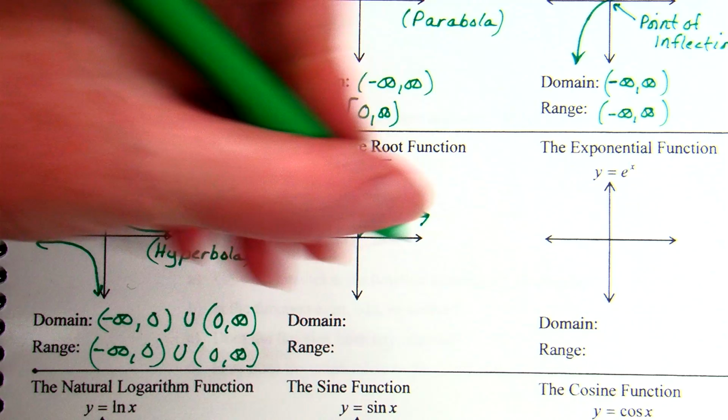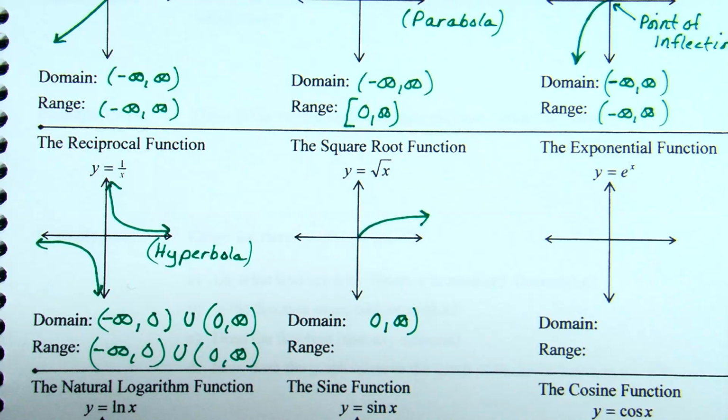So my domain is 0 to infinity. Parentheses or bracket on that 0? Bracket, because I can include that.